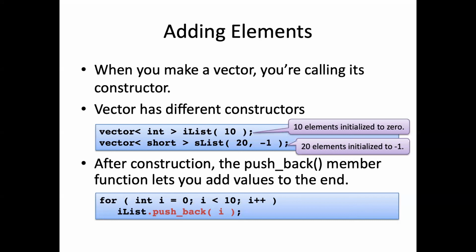After you've made a vector, you're not stuck with its initial size. You can still add elements to it. And that's what the dot push_back member function does. Here, after I've made an integer list with 10 elements, all of them 0, I run a loop that pushes 10 more elements to the end. And because I'm using the loop control variable here, it's going to push a 0 onto the end, then a 1, and all the way up to 9. So when I'm done with this little piece of code, iList is going to have 20 elements. The first 11 of them are going to be all zeros because I push a 0 here at the start. And then the remaining 9 of them are going to count up 1 to 9.